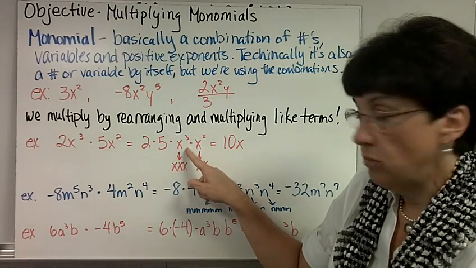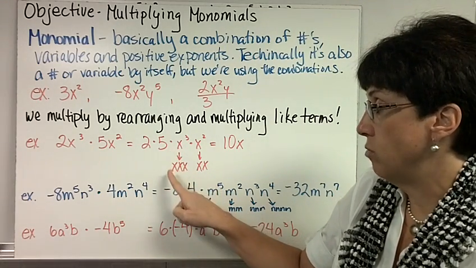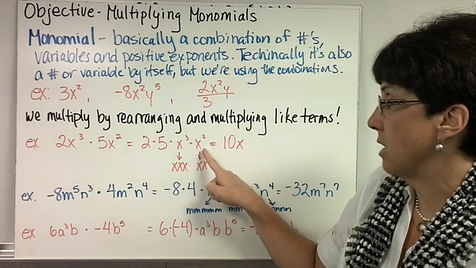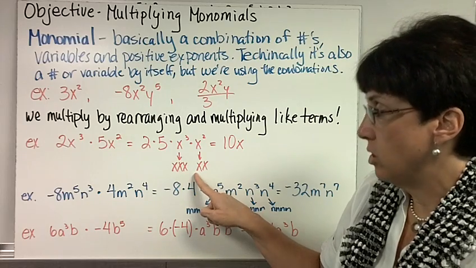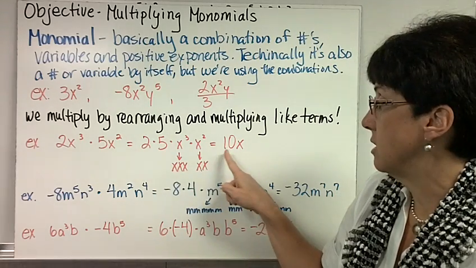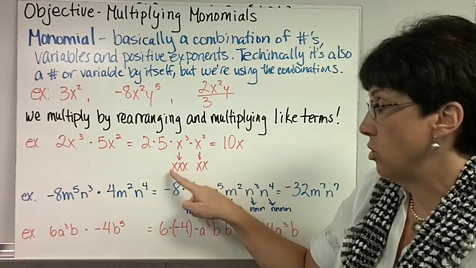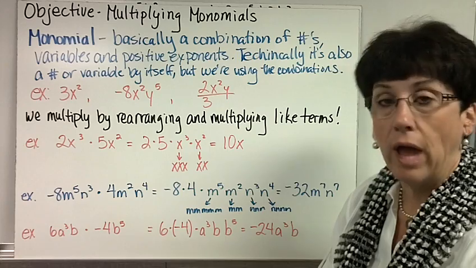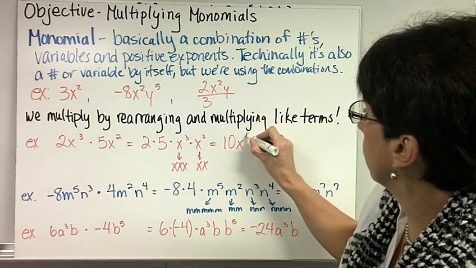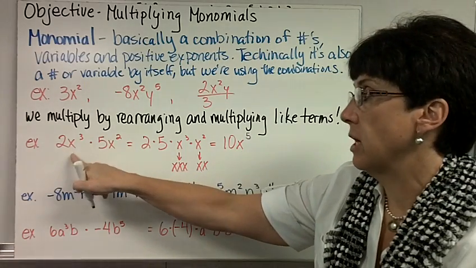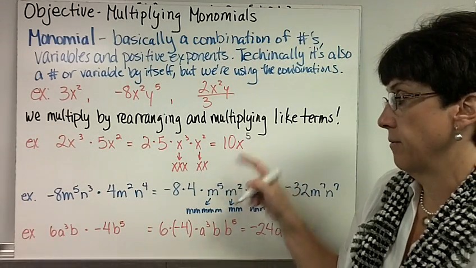Now remember, the exponent tells you how many times to write down the variable. So x cubed is really 1, 2, 3 x's, and x squared is really 2 x's. This was the video from before. So when we're multiplying this, we say 2 times 5 is 10, and x cubed times x squared, well, you could write them all out and count them, but you could also add the exponents up. So 3 plus 2 is 5. So it'll be 2x cubed times 5x squared equals 10x to the fifth.